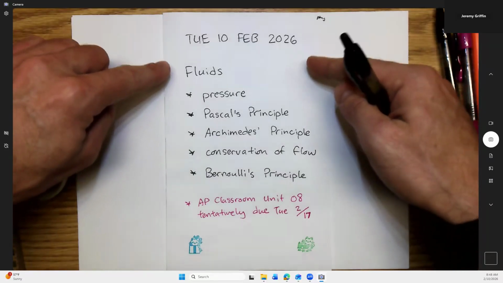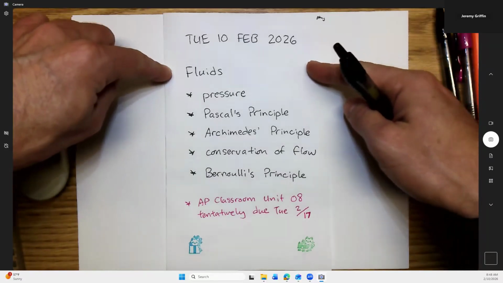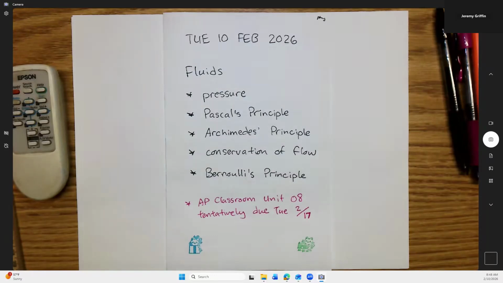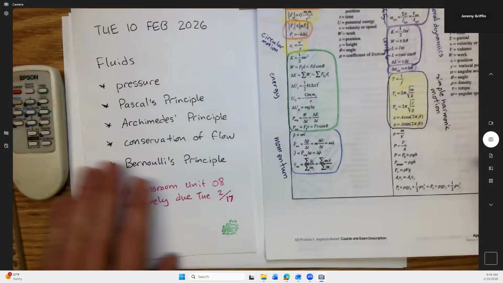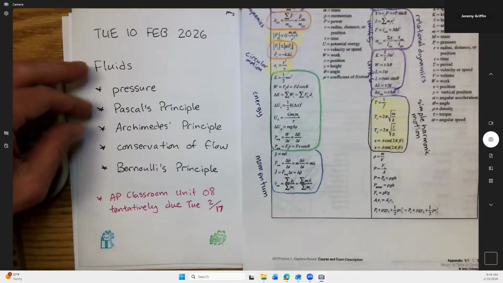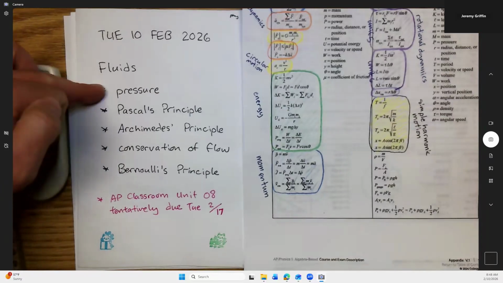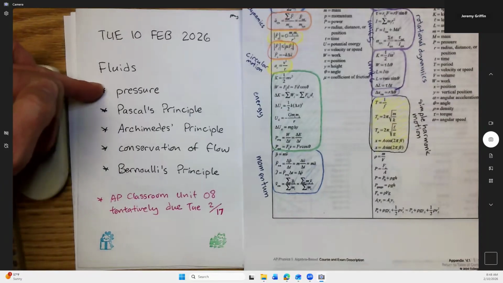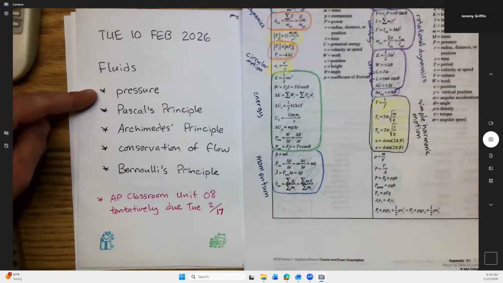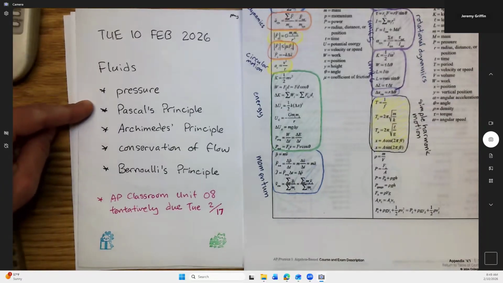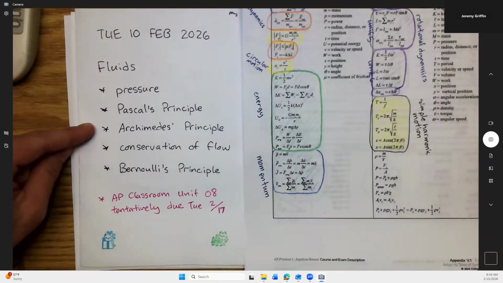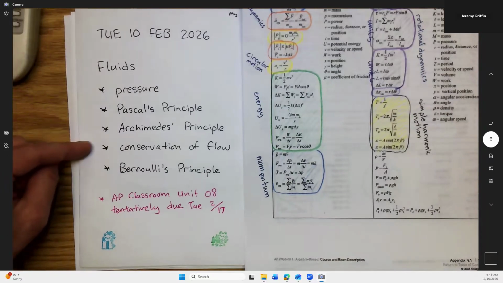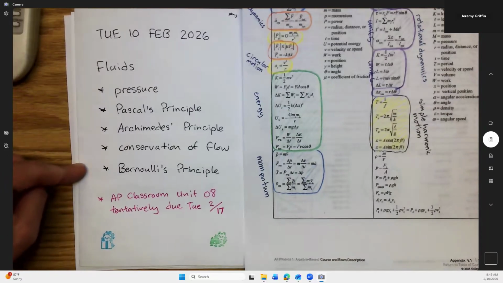So we're starting on the very last AP topic, Unit 8, fluid dynamics. I'll point out the last set of formulas to you guys, which are right here. So we'll talk about pressure, what is pressure, and how does that relate to fluids. We'll talk about these principles, Pascal's principle, Archimedes' principle, and then there's conservation of flow that leads also to Bernoulli's principle.